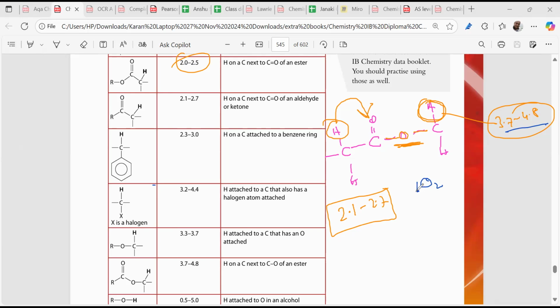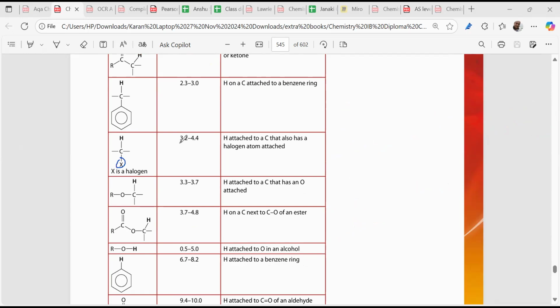That means that it can be a carboxylic acid or an ester, right? Get my point over here? Now, second part. If you see a halogen, this is very important. If you have a halogen, the chemical shift will be 3.2 to 4.4. This is in the data booklet also.